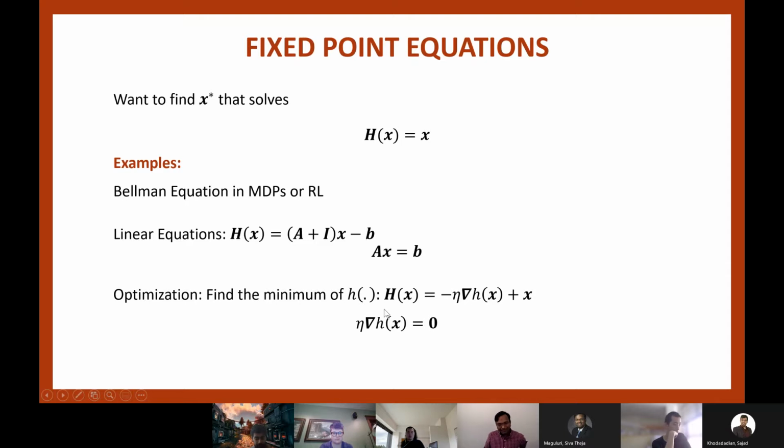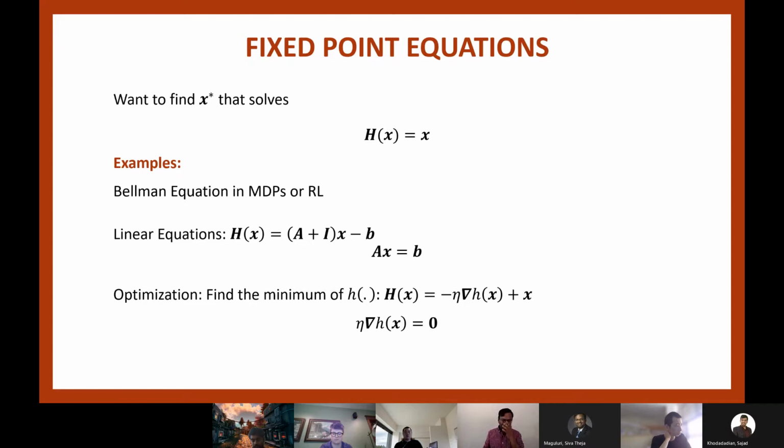Then if I define my capital H, so little h is a function, it takes a vector and spits out a scalar. If I take its gradient, I get an operator, because the gradient is always a vector. And if I define my H to be of this form, minus some constant times the gradient plus x, then H(x) equal to x is the same as solving gradient of little h equal to 0, which is the same as finding the minimum of this function little h. So optimization also fits into this fixed point equation.